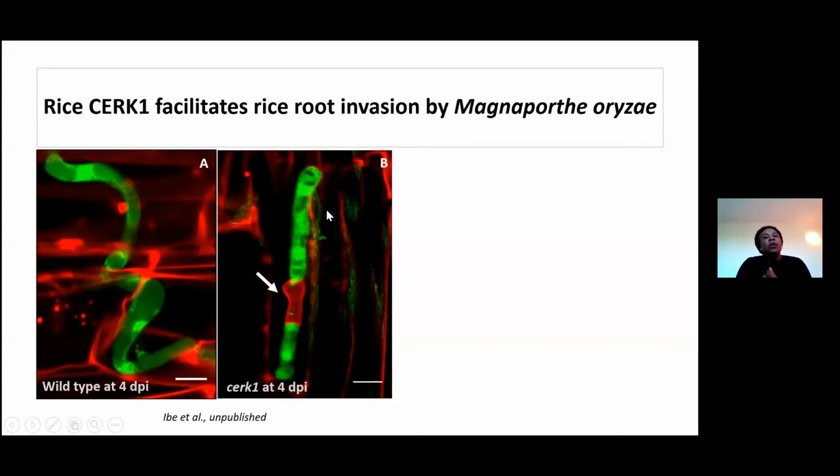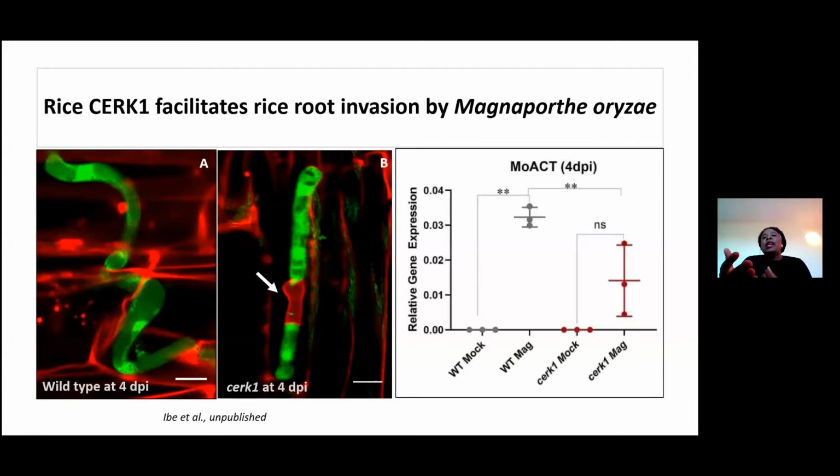So I started to wonder, why would this happen? I thought that CERK1 would have alerted the crop that there's a bad guy coming in, and so induce defense responses, but instead it did the opposite. To confirm what I saw, I did a lot of microscopy to count the number of dead cells in the mutant versus the wild type. But more importantly, I did a gene expression study where I quantified the fungal biomass, the amount of fungus that I have in the root. There's no way you can do that microscopically under the confocal microscope.